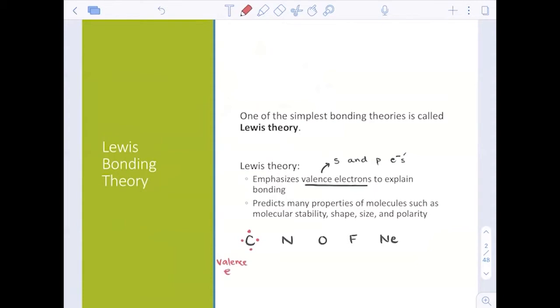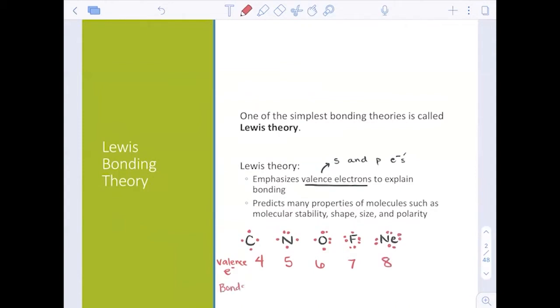for carbon. Nitrogen has 1, 2, 3, 4, 5. So it has 5 valence electrons. Oxygen has 6. Fluorine has 7. And neon has 8. Neon being the noble gas at the end of that row.